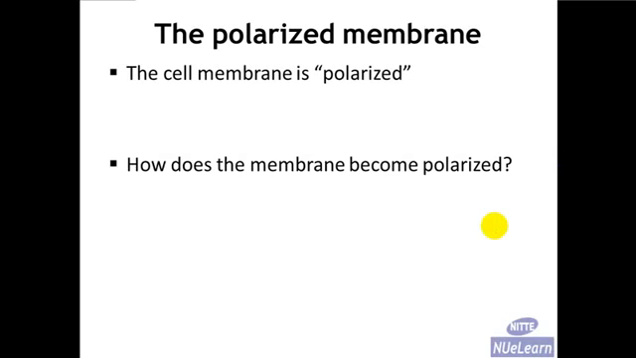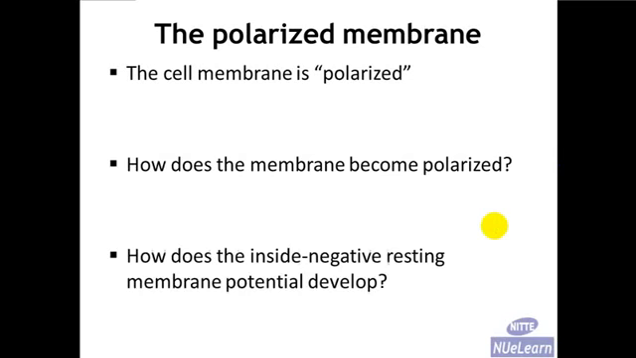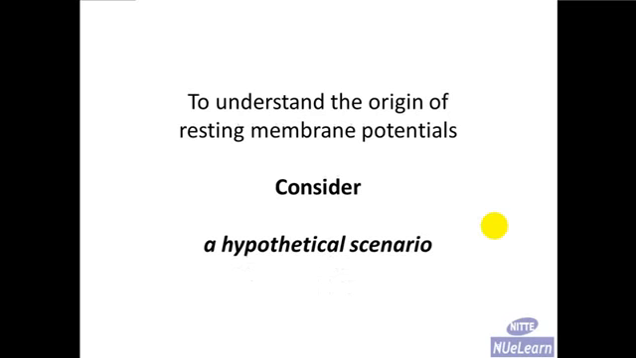So the questions that arise are, how does the membrane become polarized, and specifically, how does an inside negative resting membrane potential develop across cell membranes, particularly the cell membranes of excitable cells like neurons or muscle cells? To understand the origin of resting membrane potential, let's begin by considering a hypothetical scenario.